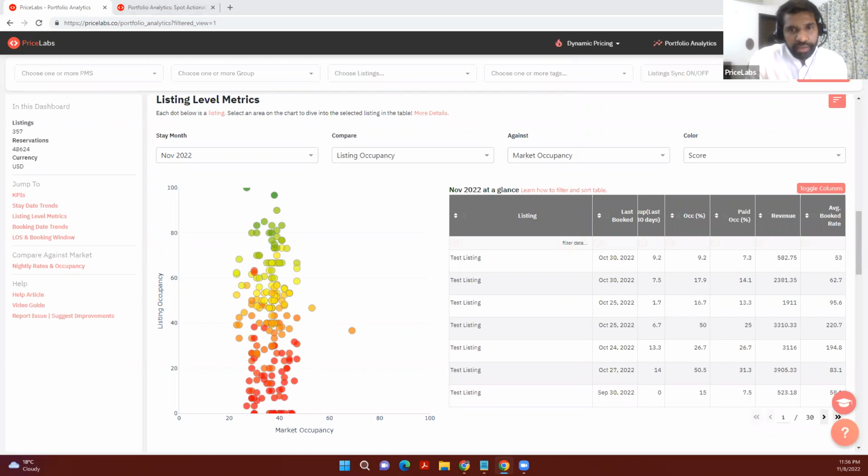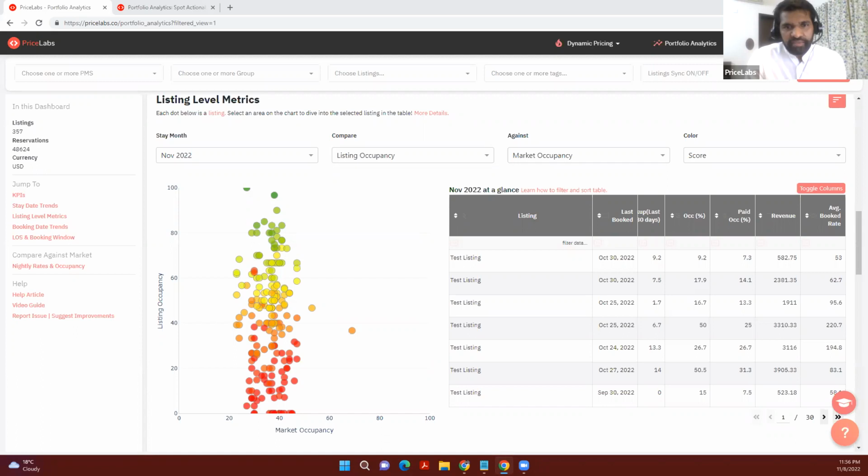Then the next question is, is this available with the standard plan? Yes, this is actually even before the standard plan. Portfolio Analytics is a free to use insights tool. All that we are doing is taking your data and putting it into easy to understand graphs here. So it's a free to use tool. Even if you're not using dynamic pricing, this still works, but you do have to connect your properties.